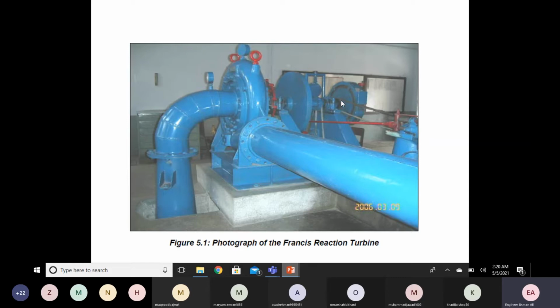I will come to it. What is the meaning of the governing of the turbine? Governing of the turbine means to maintain the constant speed of the turbine by changing the flow rate through the runner of the turbine. Another component you can see is the flywheel.